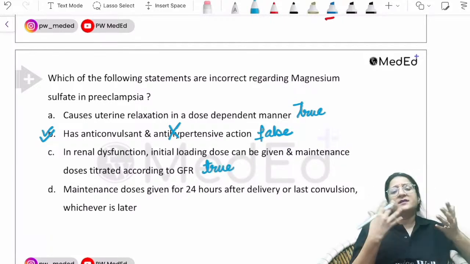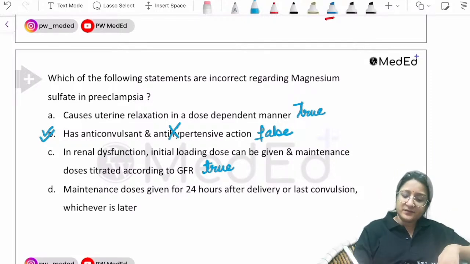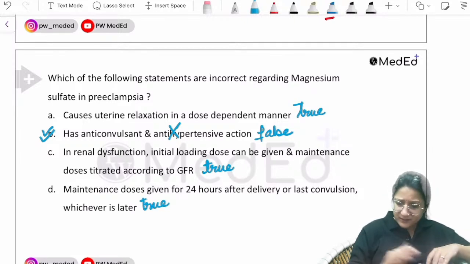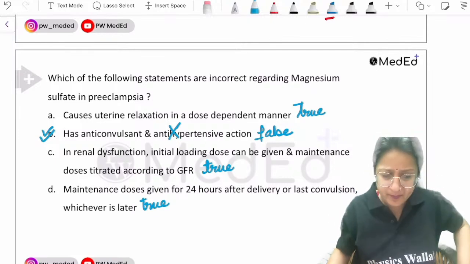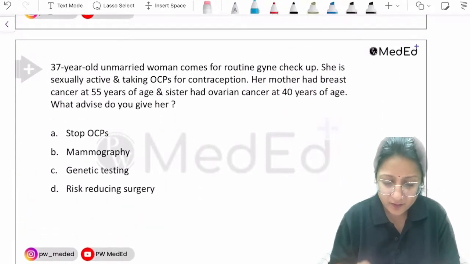And the maintenance dose is given for 24 hours after delivery or last convulsion, whichever is later. This is also a true statement. Okay. So this was a direct repeat question. This was a previous year question, right? Now let's have a look at this question.